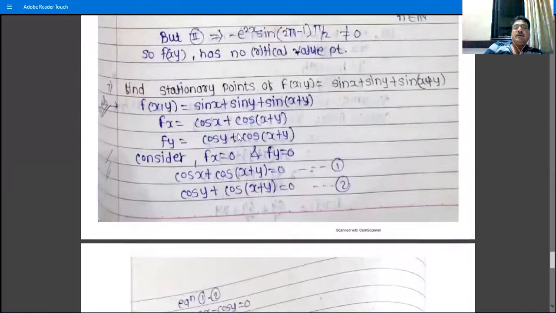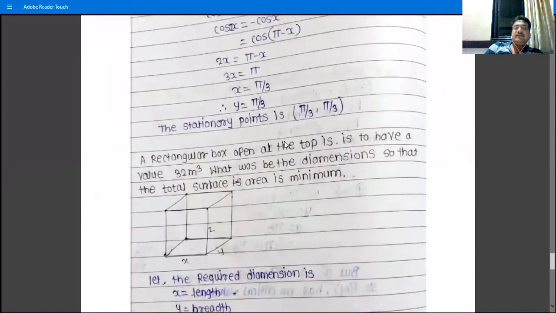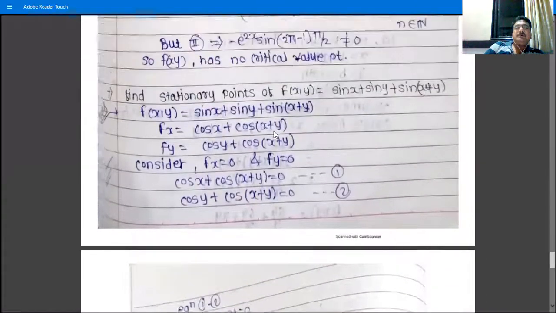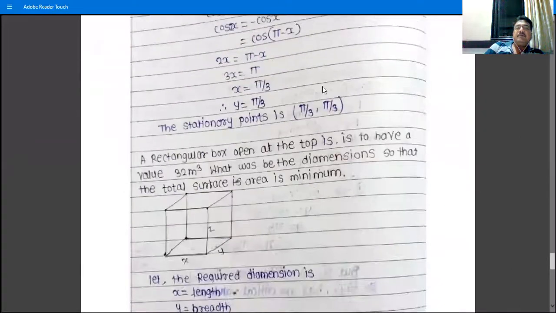And if you had to find the nature of the function, then find the second order derivatives and find the values of capital A, capital B, capital C, delta at pi by 3, pi by 3, and then we find the nature of the function at that point. That is, the function is either a maximum or a minimum or a saddle point.